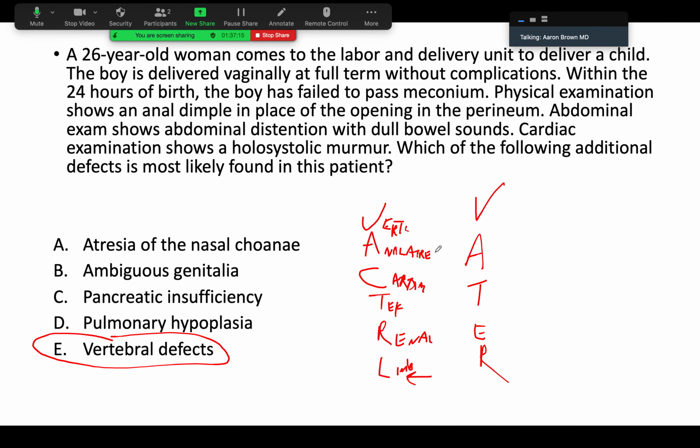I know my writing is not the best, so I'll just review those. VACTERL syndrome is the presence of vertebral abnormalities, anal atresia, such as in our patient, cardiac abnormalities, such as in our patient, tracheoesophageal fistula, renal abnormalities like horseshoe kidney, and limb deformities. You can see multiple extra digits on a single hand, etc.